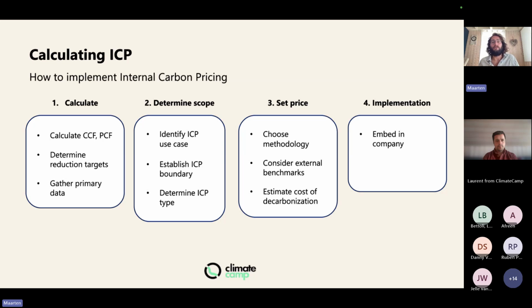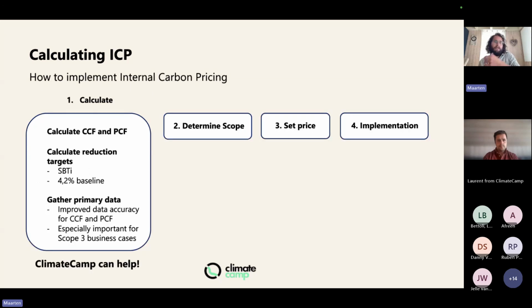The second part is determine scope. You will have to identify the use case for an internal carbon price. You need to establish boundaries and determine the ICP type. And then we will move into set pricing and implementation. So as I mentioned before, you need to calculate first. You need to calculate your reduction targets. You can use SBTi. You can use a 4.2% baseline reduction year over year. These can be a first preliminary exercise to building the business case.